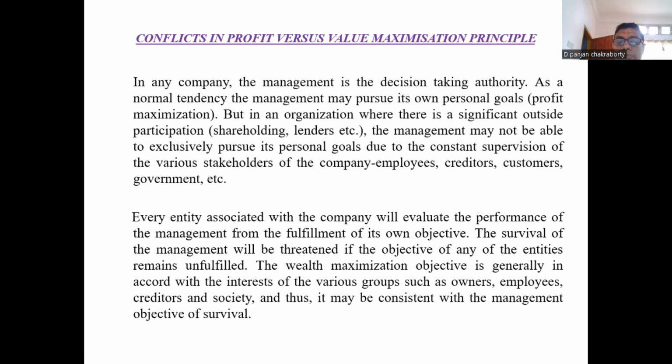The wealth maximization objective is generally in accord with the interests of various groups. When the wealth maximization objective is accepted, it is also taken in total with the other groups such as owners, employees, creditors, and society, and thus it may be consistent with the management objective of survival. Then we can think of the survival and existence of the management.